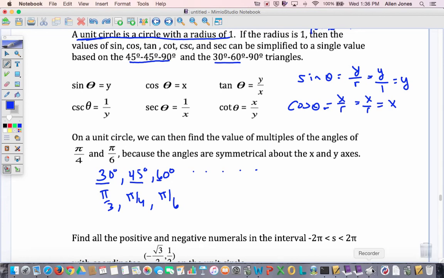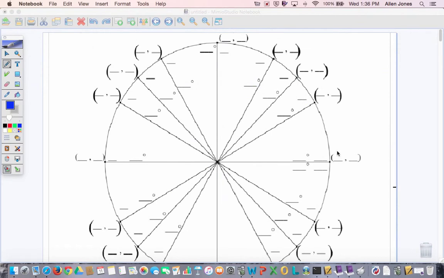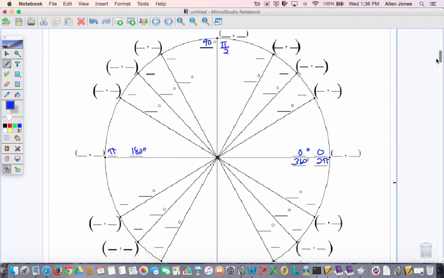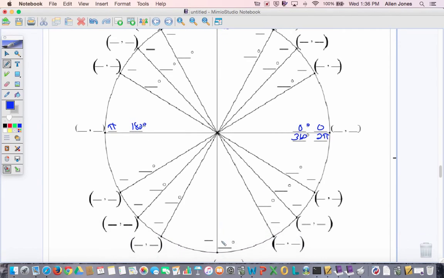So here is what our unit circle is going to look like. Here's a blank one. I'm going to go through here and fill in some of our angles to begin with. We're going to start here with 0 degrees, or 0 radians. That's the same thing as 360 degrees, or 2 pi radians. Up here I'm going to go 90 degrees, which is pi over 2 radians. We'll go with 180 degrees here, which is just pi radians. And trying to fit this in down here at the bottom, we have 270 degrees, which is 3 pi over 2 radians.